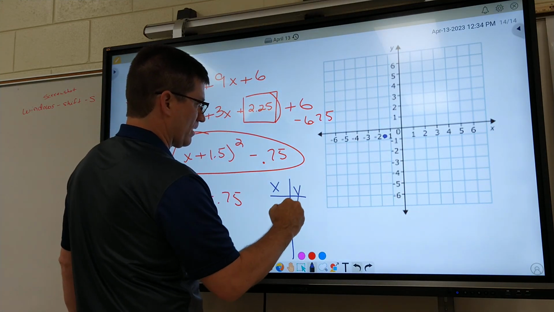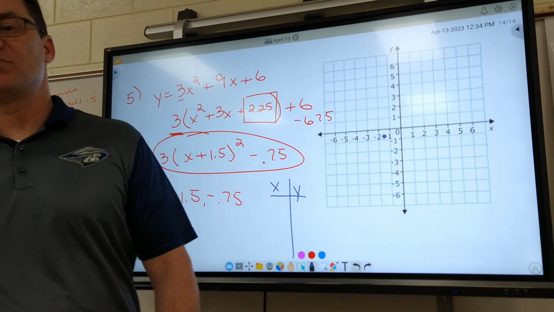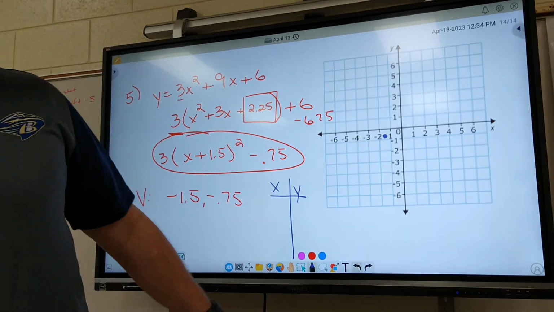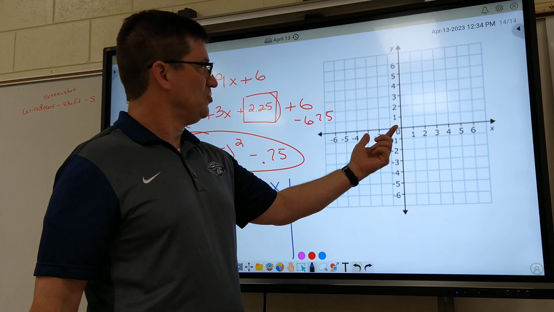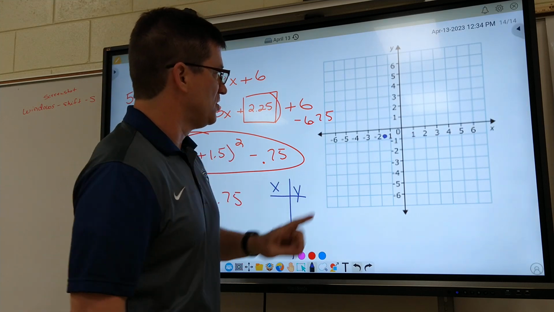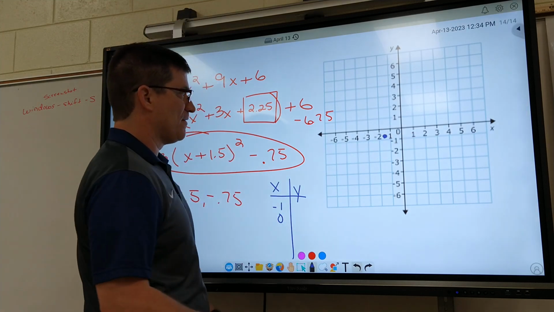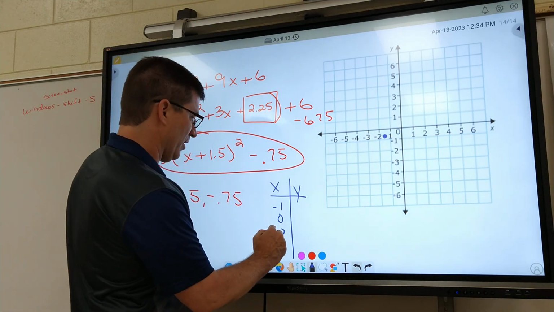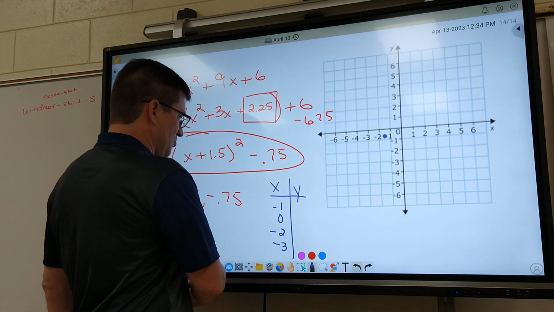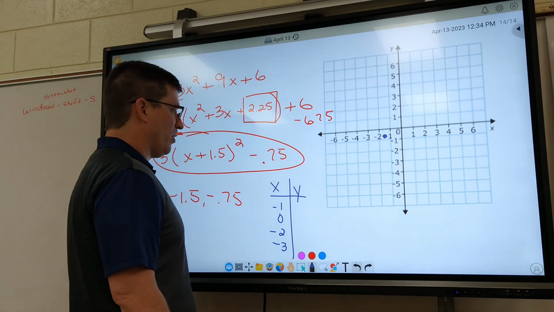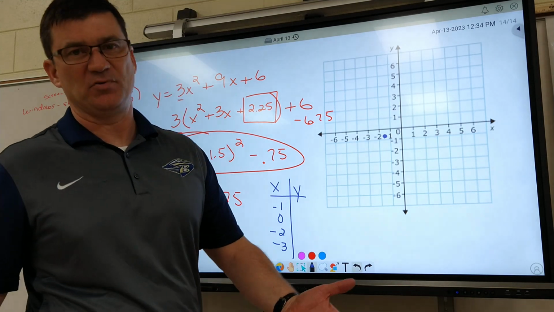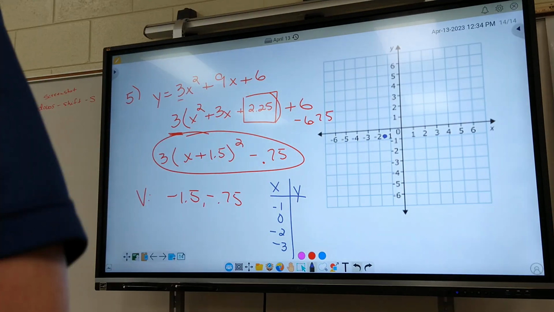Now, do you want to use halves in your... I would not. I would use numbers, integers. So I'm going to use on the right side negative 1 and 0. And on the left side, I'm going to plug in negative 2 and negative 3. Now, if you choose to use 1.5 and negative 2.5, you can still get it right. That's messy.